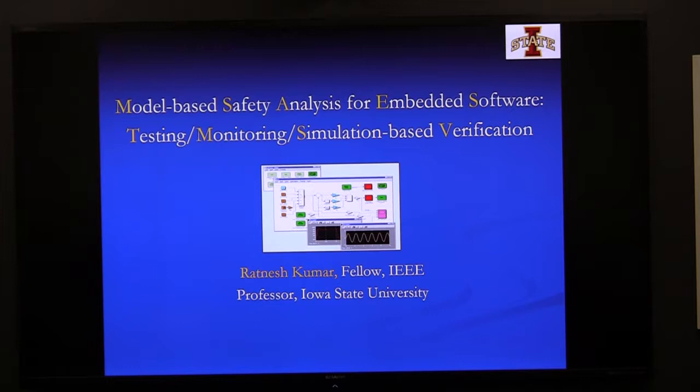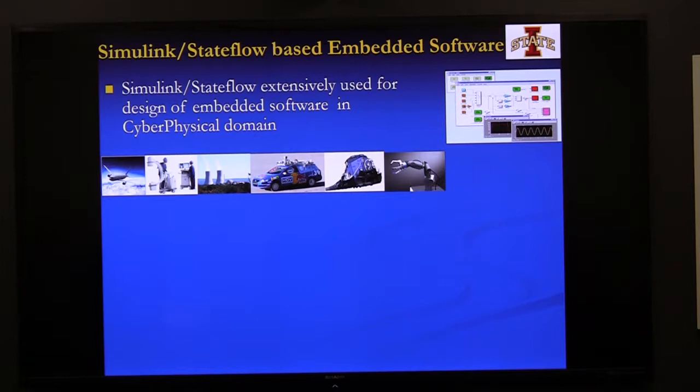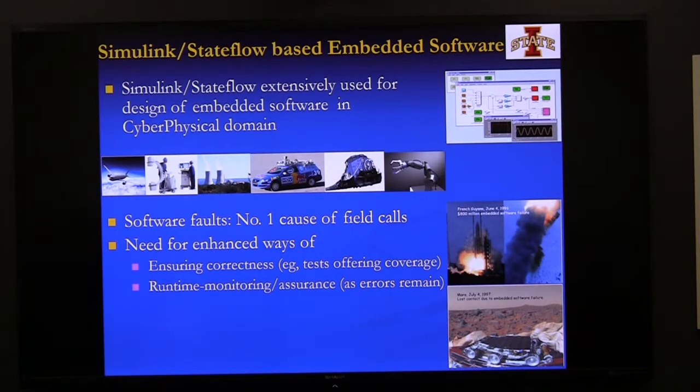And so today I'm going to talk about control software and some of the work that we have done for testing. And this will sound very familiar to Rans. He has a company which does software testing. So we all know that one of the ways to implement control software is Simulink and Stateflow. And it turns out software faults are one of the biggest reasons that we have field calls. And so it's clear that we need enhanced ways of making sure the software is correct, for example, doing formal verification and testing. And even after that, software may still have faults. And so runtime monitoring, so do the analysis in the design phase as well as in runtime.